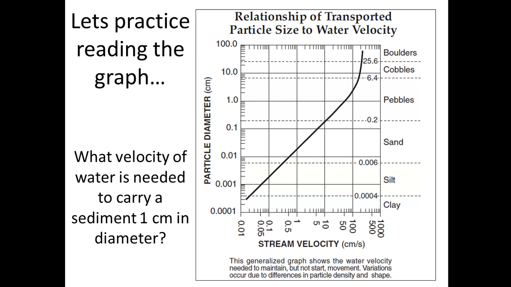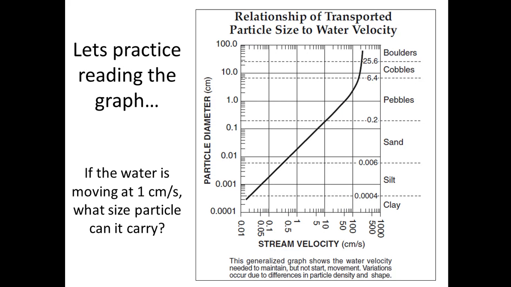So here's a sample problem. What velocity of water is needed to carry a sediment 1 centimeter in diameter? So they're asking us what is the velocity, and they're giving us the information that the sediment is 1 centimeter in diameter. So we're going to start with the information they gave us, 1 centimeter in diameter. We're going to look over until we hit that bold line that shows the relationship, and then we read straight down to velocity, and we see that this is approximately 50 centimeters per second. So the velocity needed to carry a particle 1 centimeter in diameter is 50 centimeters per second. You try.